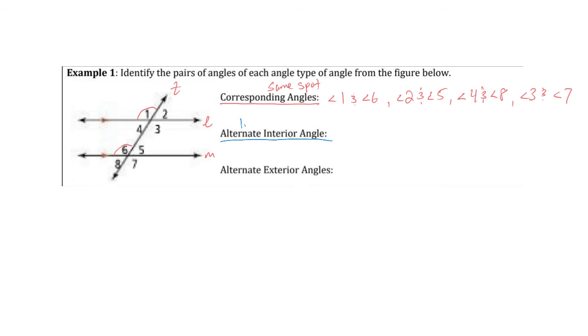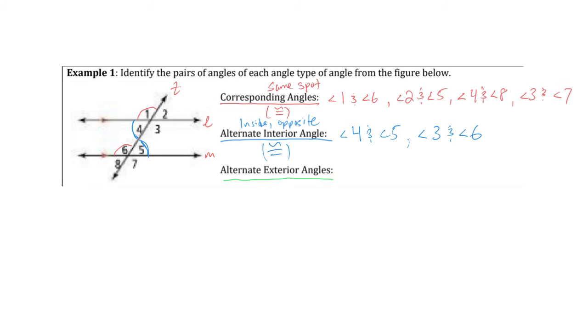Alternate interior, so inside and opposite. Okay, so inside and opposite, we know our congruent angles are 4 and 5. So angle 4 and angle 5 are interior and opposite, and also angle 3 and angle 6. And we know these are all congruent. Same with corresponding angles, they are all congruent.